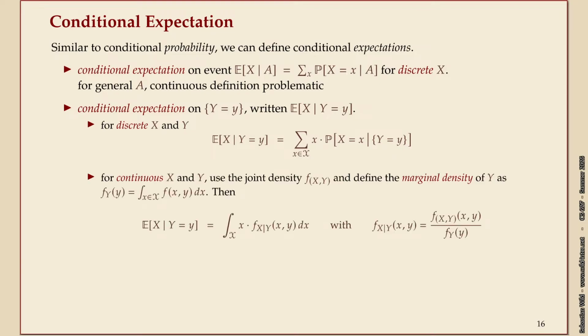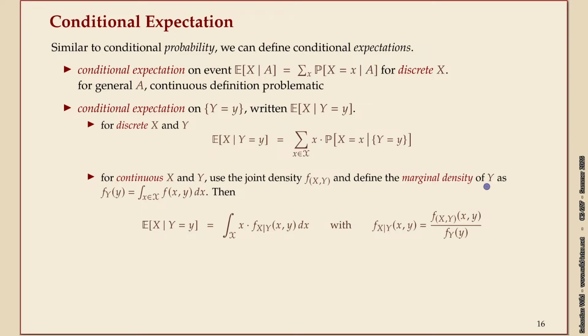If x and y are continuous, then in general you have to be careful with these kinds of statements, because you're conditioning on an event of probability 0. If you have a continuous random variable, the probability that it takes one specific value, the measure of a point set, is usually 0. But you can still sometimes define things via densities.